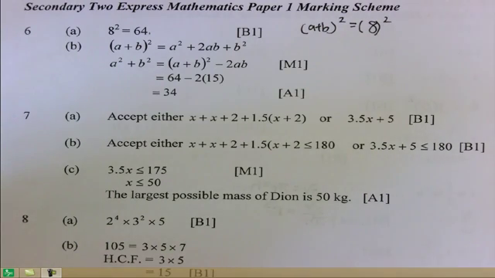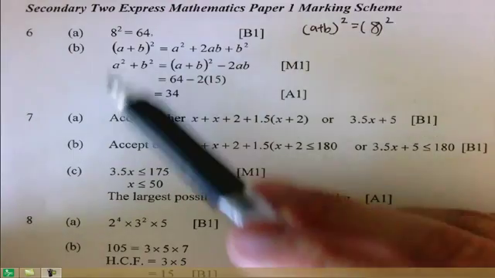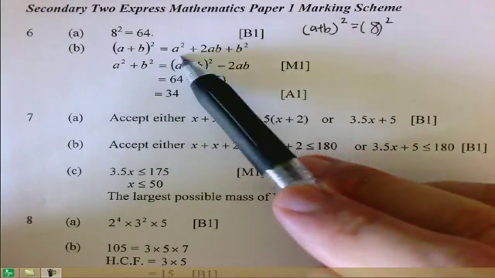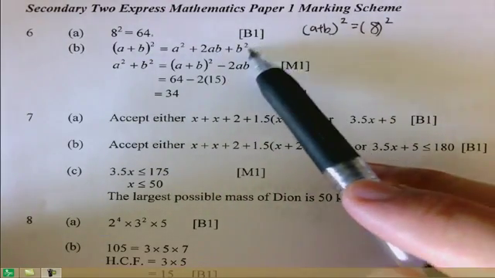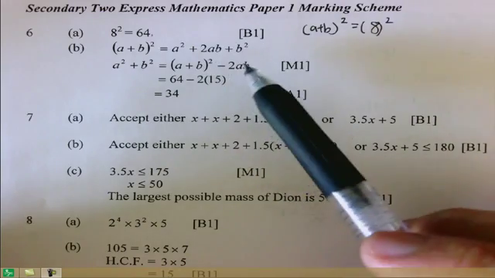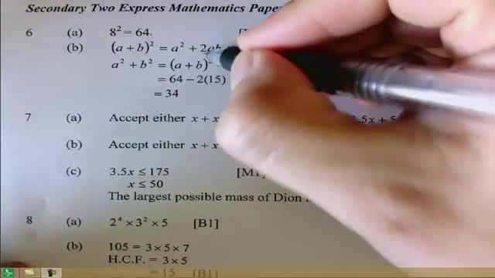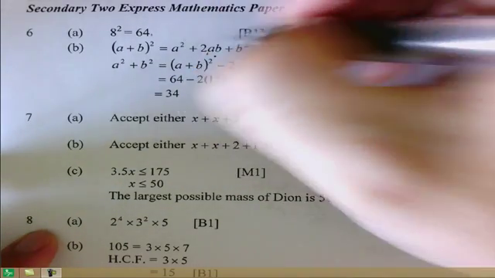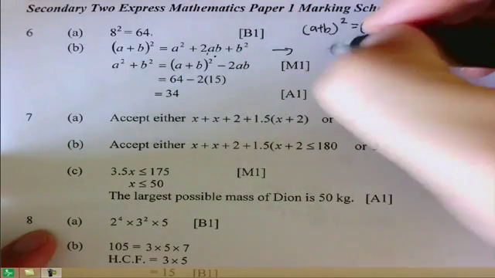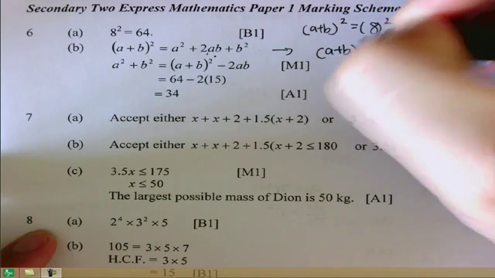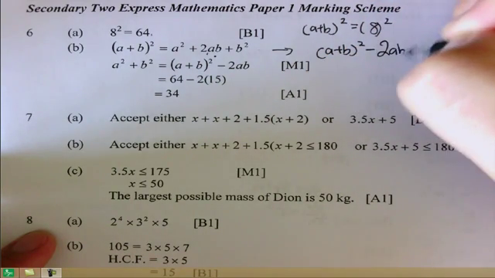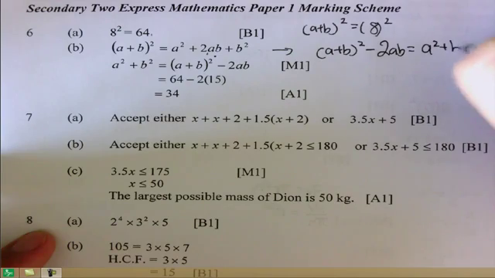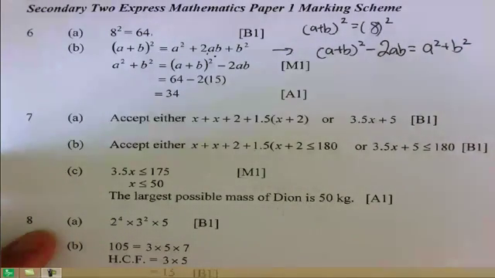6B. Find the value of A squared plus B squared. So we start with (A plus B) squared equals A squared plus 2AB plus B squared. Then if we rearrange the equation, I am minusing 2AB from both sides of the equation. What I get from here is (A plus B) squared minus 2AB is equal to A squared plus B squared. Voila! You notice (A plus B) squared is what we want.